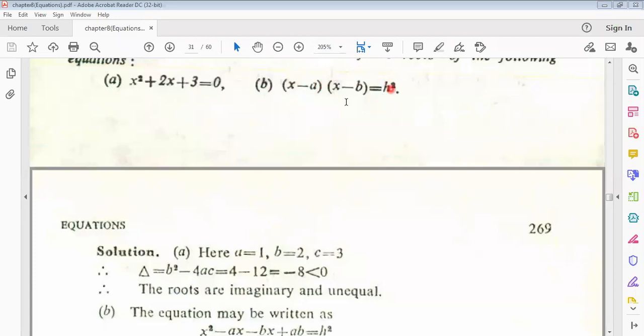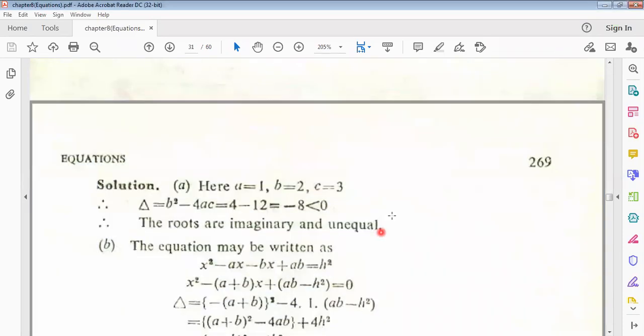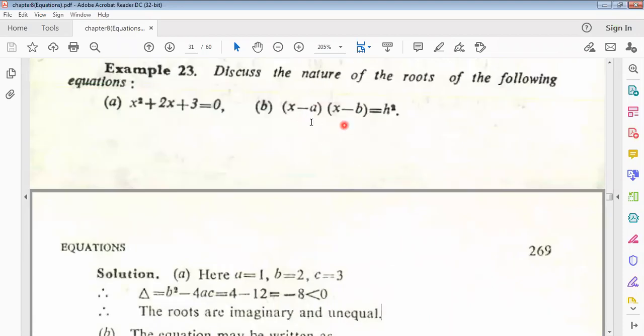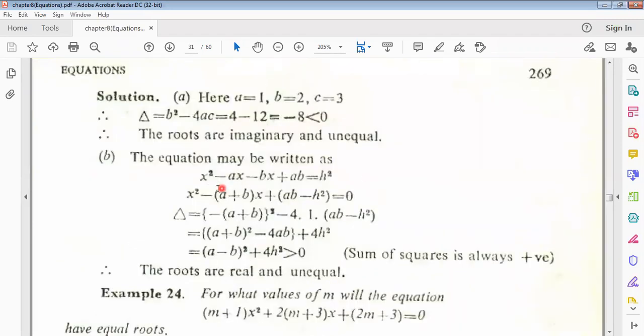Next, another part b: (x minus a)(x minus b) equals a square. Now we'll try to find the nature of the roots of the equation. The equation may be written, after multiplication, x square minus bx minus ax plus ab equals a square. Taking x common, x square minus (a plus b)x, then the a square will be on the left hand side, that means plus ab minus a square equals 0. Now this is the standard form of quadratic equation.